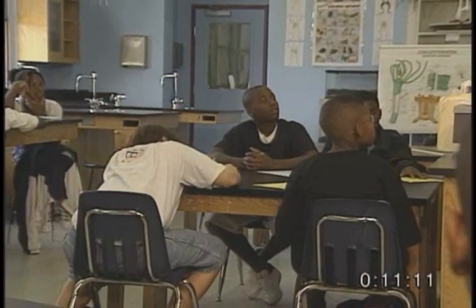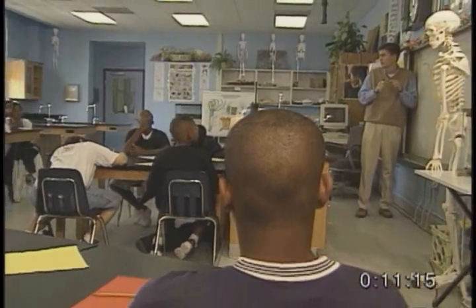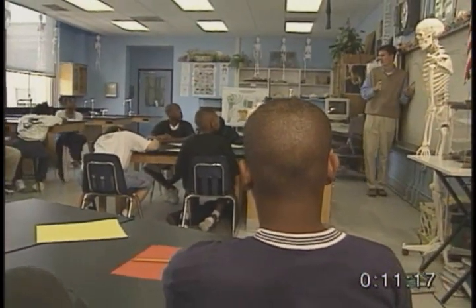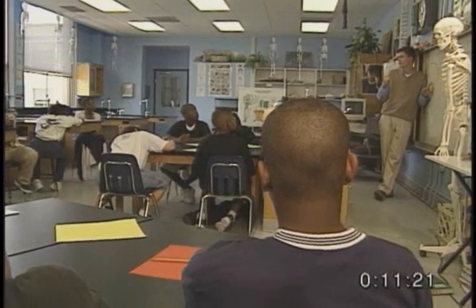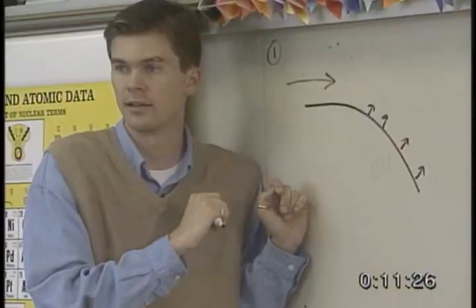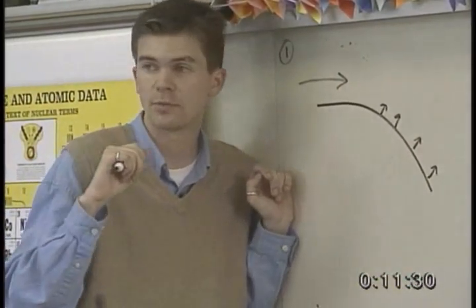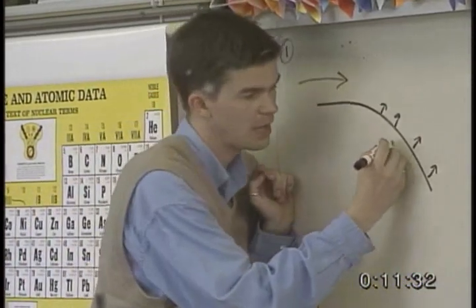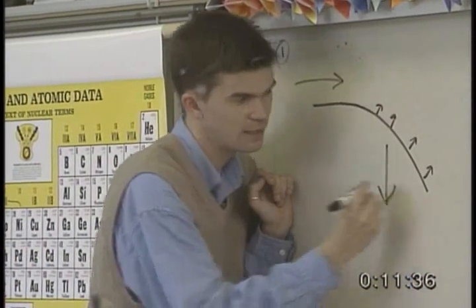Okay? Let's think about some forces that might be acting on these. Let's think about the paper now. What are some forces that are acting on the paper? Colin? Wind. Okay, we have the wind here. Now, what's another force? Gravity. Which direction is gravity pulling this? Down. So we have a force going down.